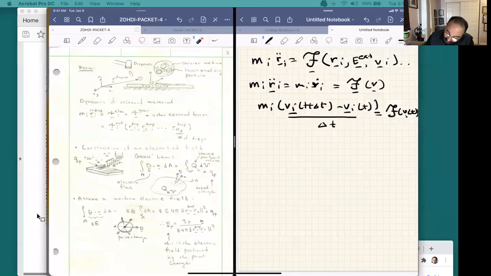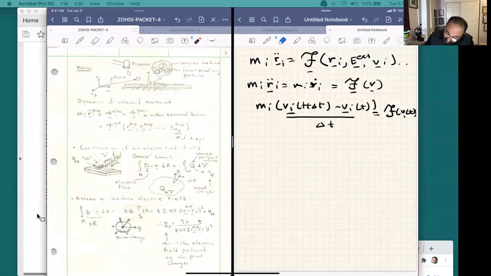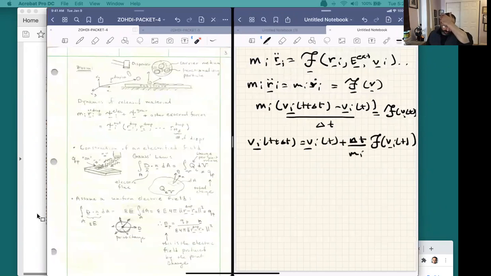And now I'm going to bring the delta t to the other side. I'm going to bring also then the v_i, and I'm left with v_i(t + delta t) is equal to v_i(t) + delta t divided by m_i multiplied by f(v_i(t)) evaluated there, which is pretty simple.